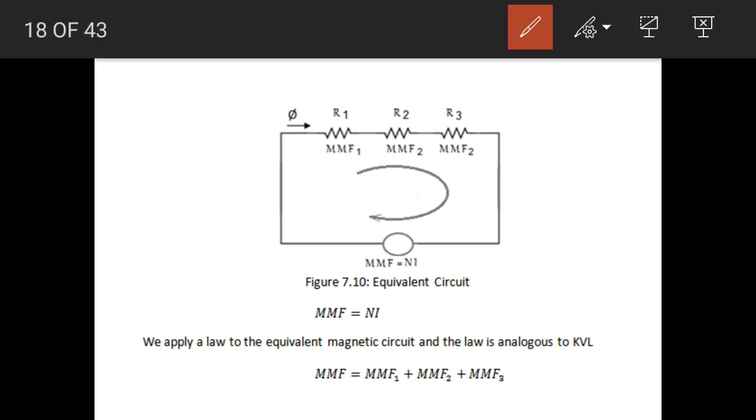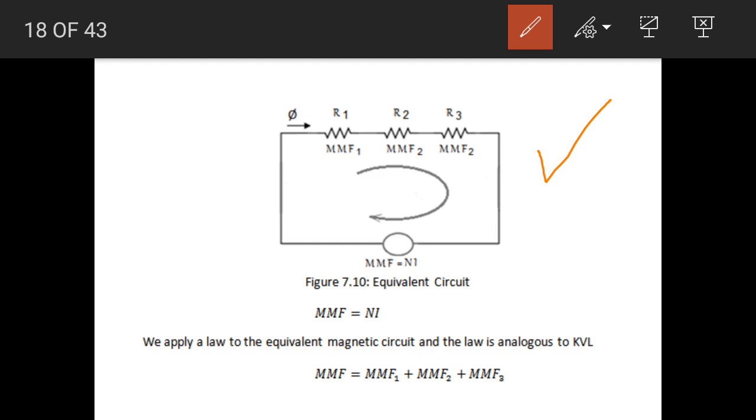So this is the equivalent magnetic circuit. You see, obviously this magnetic circuit is a series magnetic circuit. The same magnetic flux will flow through material number 1, material number 2, and material number 3.